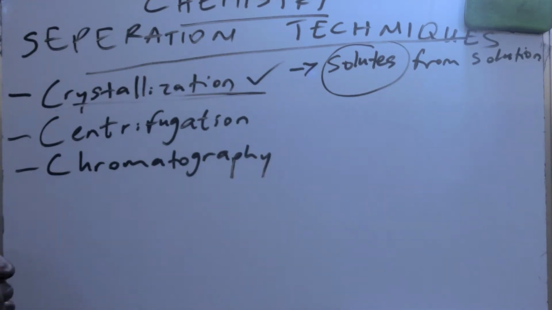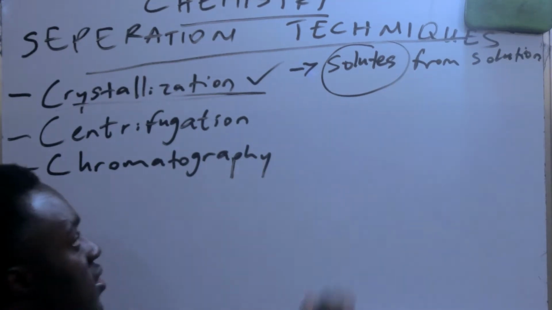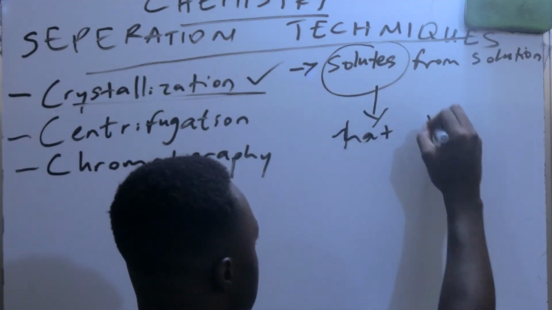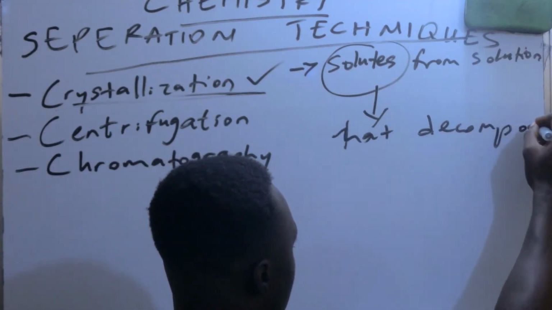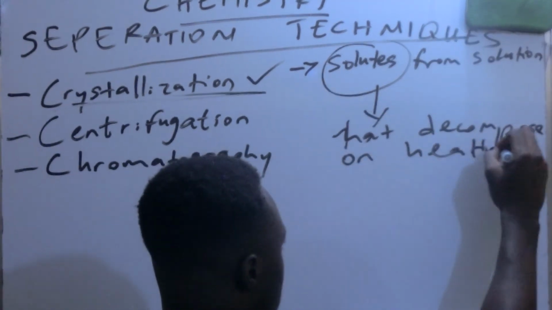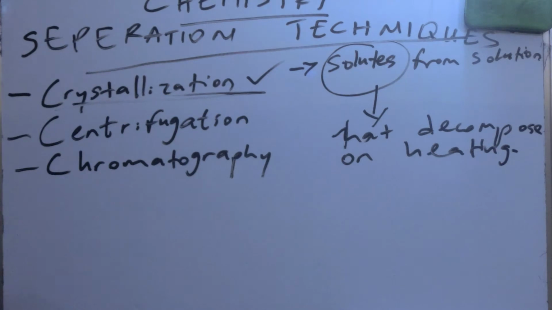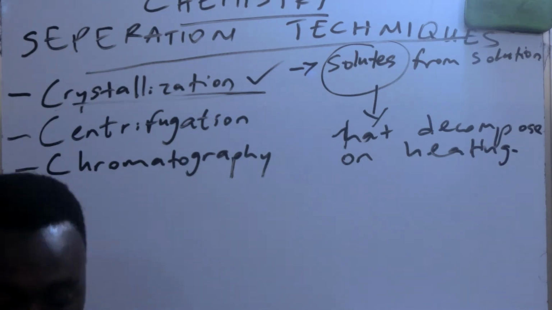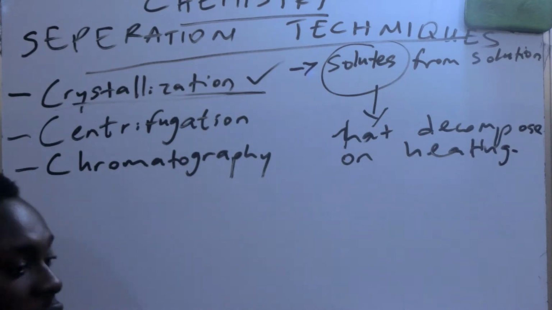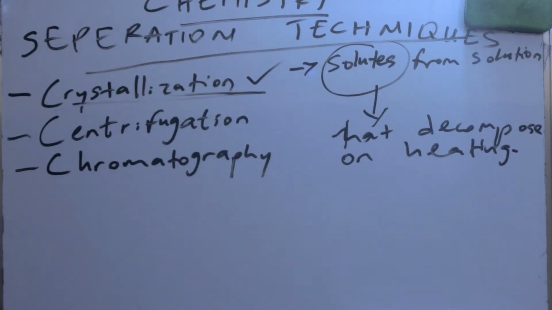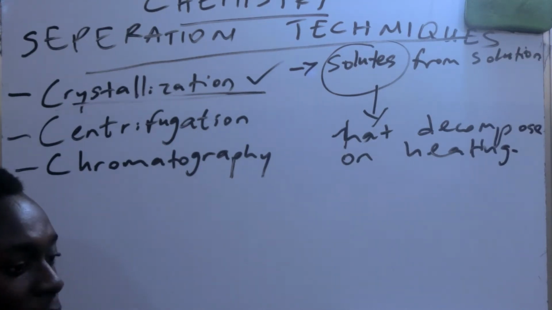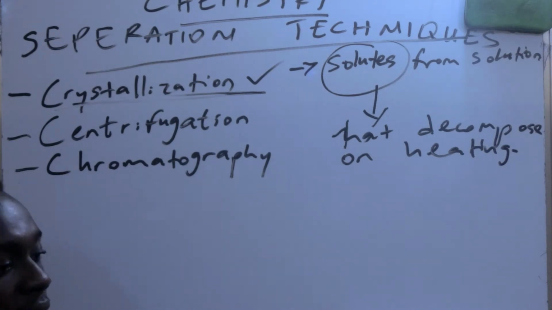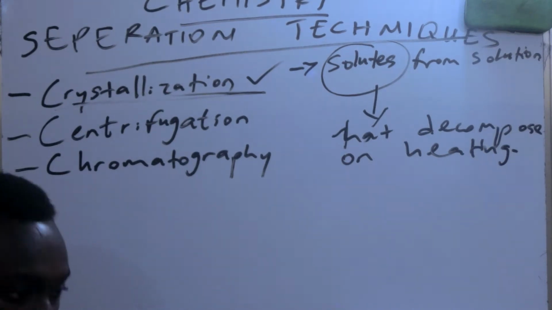Like I said, it's also used to separate solutes from their solution, but solutes that decompose on heating. So that is the major difference. Now, the process is not too different from evaporation to dryness. In crystallization, the solution is heated to a point where the water content evaporates up to an extent. And when it evaporates up to an extent, what is left is allowed to cool.